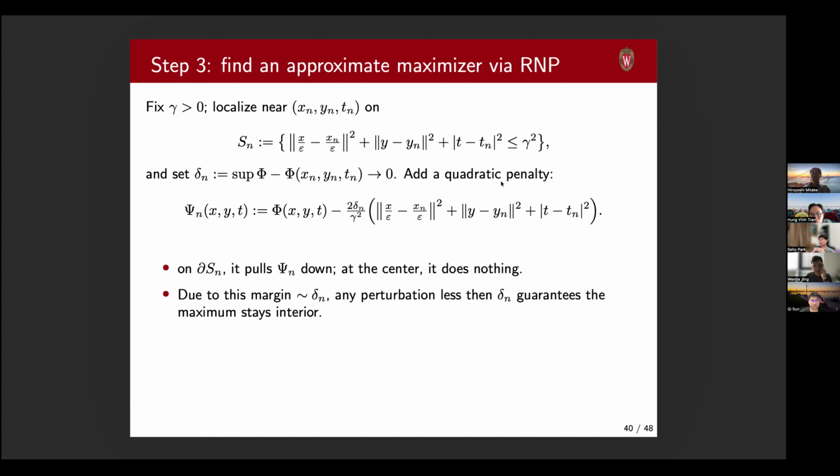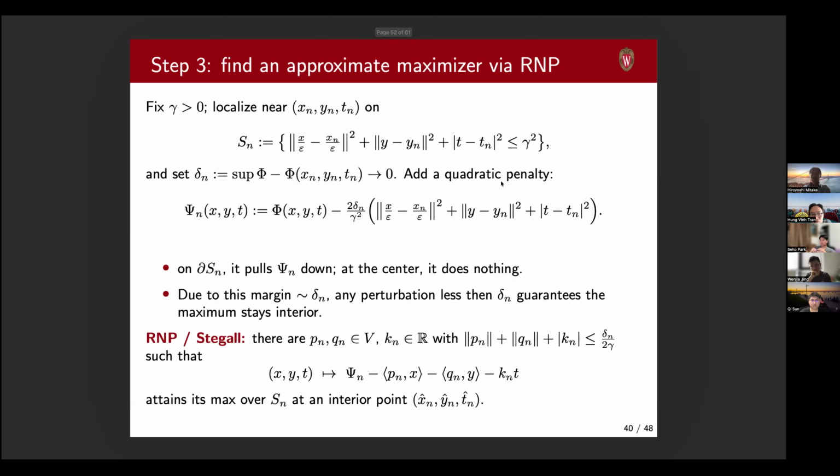And this is useful because if we need to add a perturbation to attain the maximizer, and that perturbation is smaller than that margin, then it guarantees that the maximizer happens at the interior of S of n. So that's why we need this kind of quadratic penalty. As I said, we have to use the Radon-Nikodym property so we can find some small perturbation. We're going to use the linear perturbation, so Pn, Qn, and Kn for x, y, and t, so that after the perturbation we can obtain the maximum, and those perturbations are pretty small, so that the maximizer happens in the interior of S of n due to the quadratic penalty that I explained before.